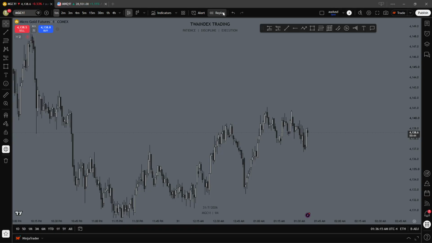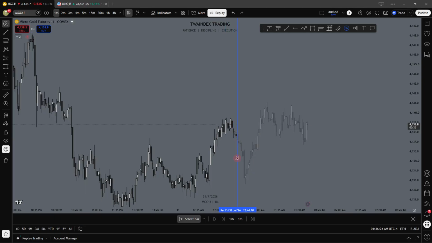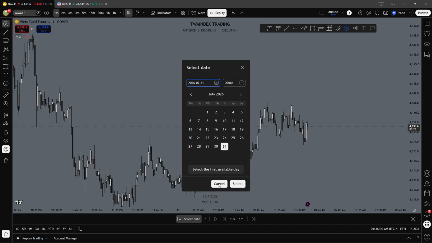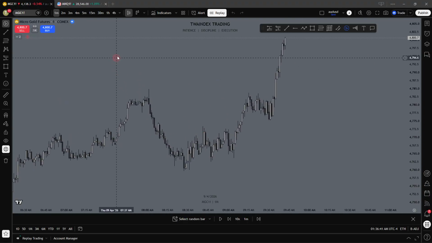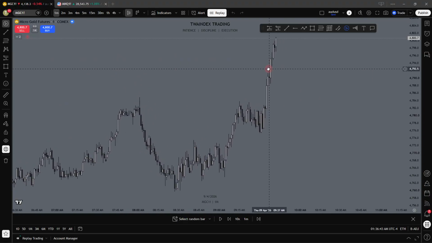So you get this option here called replay mode when you pay for the essential plan for TradingView. You gain this option. Once you gain this option, you click it, and you come down here. You could choose any candle you want. You could choose a date if you want to practice a specific date. You can come here to the first available dates, or you could do random bar, so you're not at a specific date, right? I do random bar on a 1 minute. It takes me all the way back here to April 9th, 2026, at 9 something a.m.